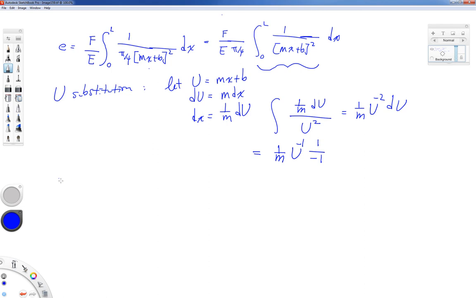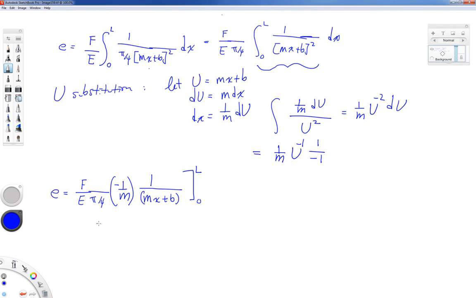Now, since we've done the integration, we can resubstitute in for capital U. Let's make sure we have everything written down. We have f over e and pi over 4. We have 1 over m and a negative sign because of the integration. We have u to the minus 1 power. Another way we can write that is 1 over mx plus b, that quantity. And then our limits of integration are along the length of the bar from 0 to L.